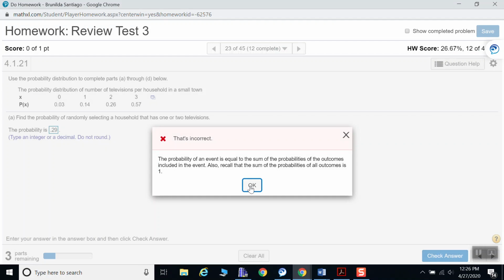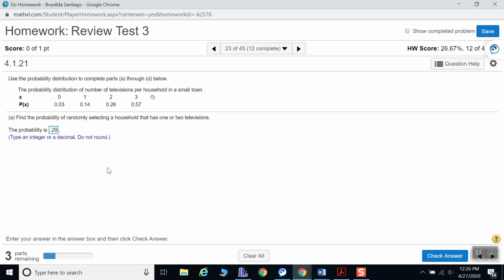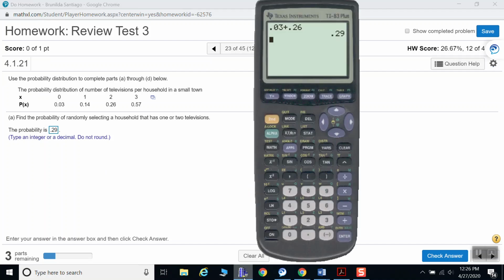Let's see what happened. What did I enter in my calculator? 0.03 and 2 is 0.26. Find the probability of randomly selecting a household that has 1 or 2. Oh, I added 0 televisions. Make sure that you look at it the way it is: 1 or 2, not 0 or 2. So 1 or 2 is 0.14. If you use the right numbers, you'll get the right answer.